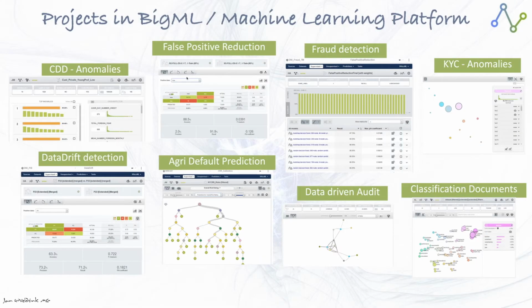Some things we do in BigML as a machine learning platform. We do anomalies, we do false positive reductions, we do some fraud detection, we do KYC, we do classification of documents, we do data drift, we do default predictions. So we have BigML in place for many projects and many domains within the bank. It started all off with compliance and fraud and AML, but it's spreading and spreading and spreading.